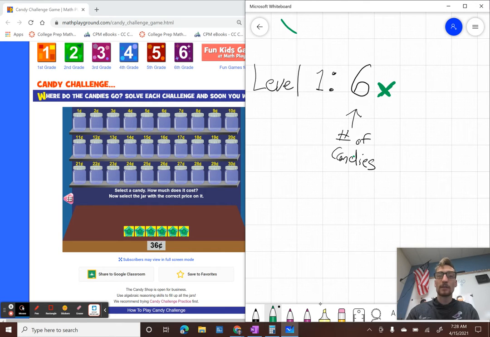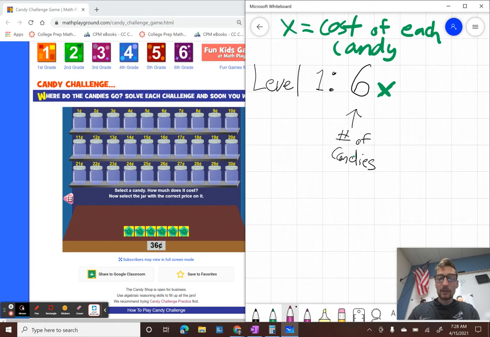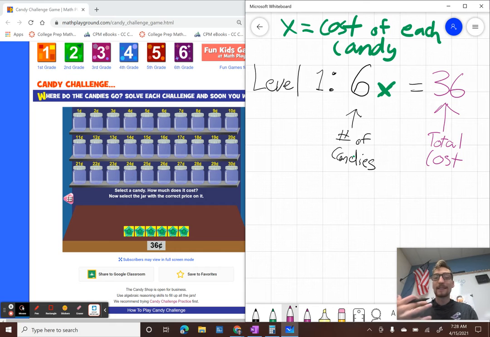So x represents the cost of each candy. And then that's going to equal 36, which is the total cost. All right, so I'm going to take my number of candies that I have, multiply it by the cost of each candy, and that's going to give me my total cost.